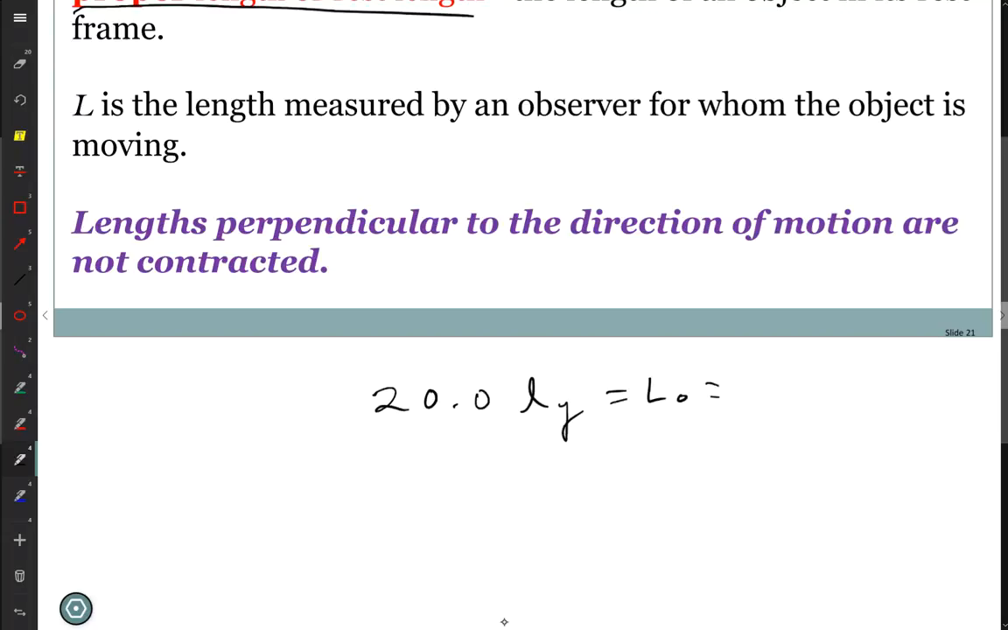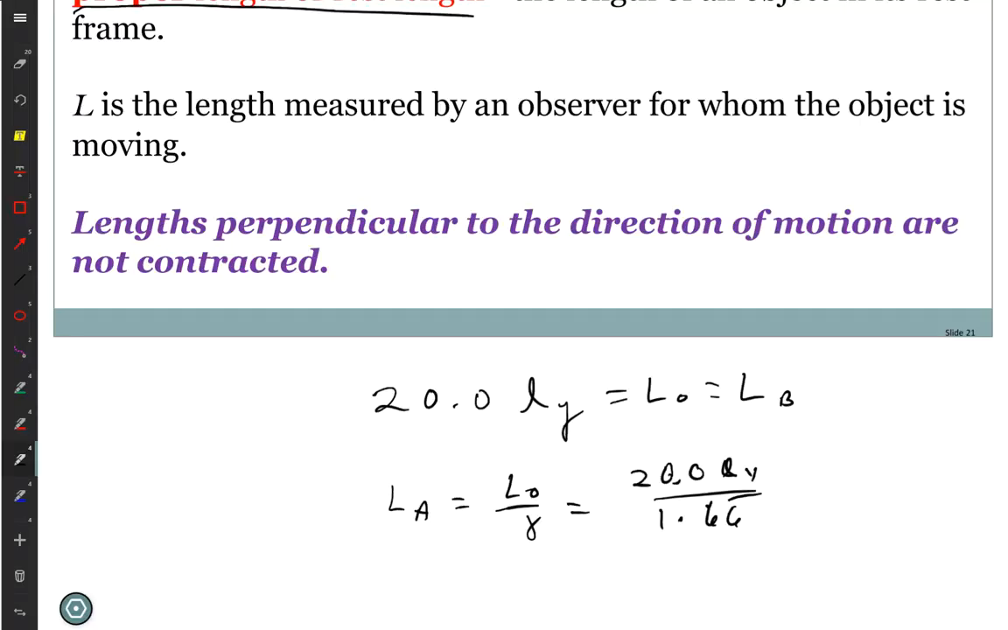So the length that Ashton saw was the contracted length, which is the proper length over gamma. So that would be 20.0 light years divided by 1.66 repeating. And if you divide that, we're out of time now, but you're going to get something like 13 light years is the distance that the person in the spacecraft saw for the trip. They didn't see it as long of a trip because both the time and the space were warped, hence the warping of the space-time continuum.